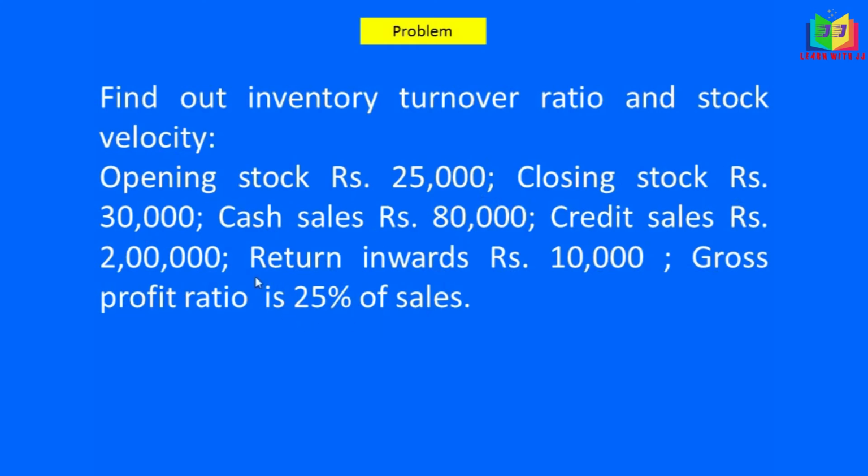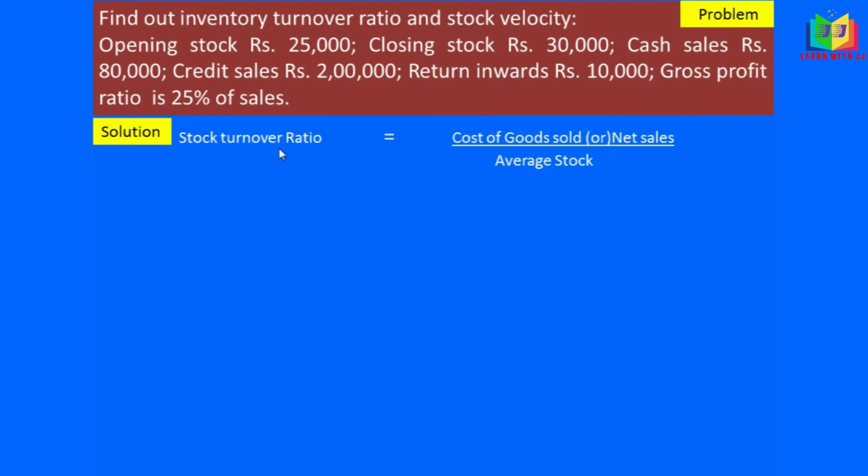Using this, we have to find out the inventory turnover ratio and also the stock velocity. The stock velocity is nothing but the stock holding period. The stock turnover ratio formula is cost of goods sold divided by the average stock. In this problem we have sales and gross profit, so we can use cost of goods sold.